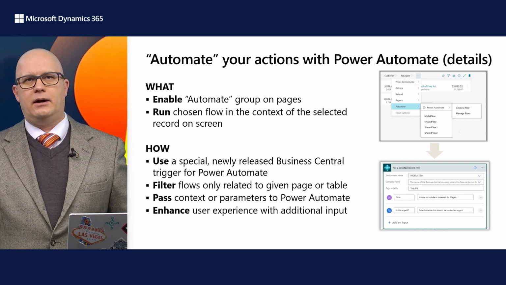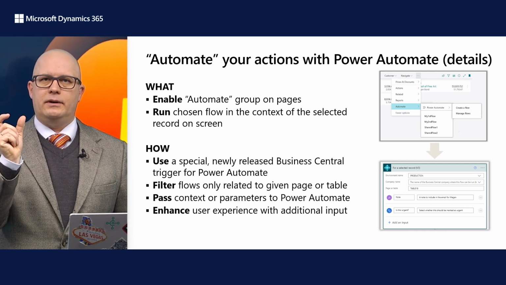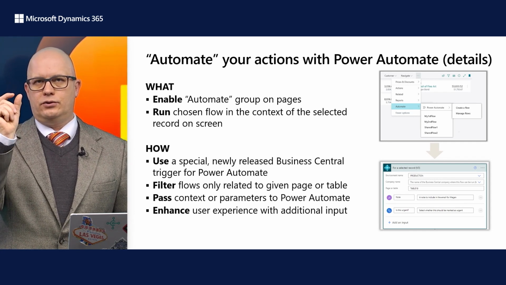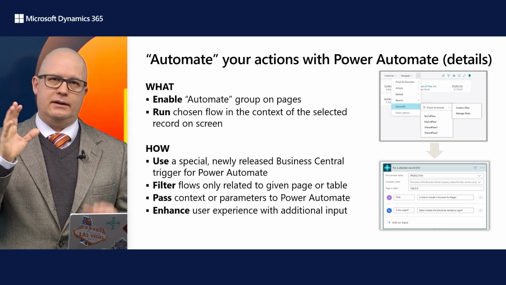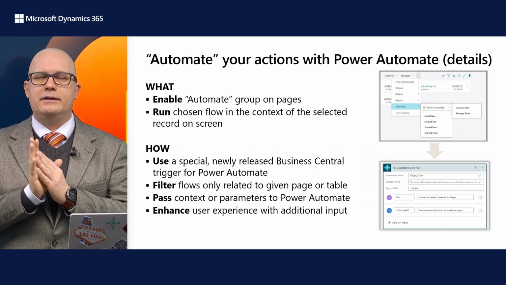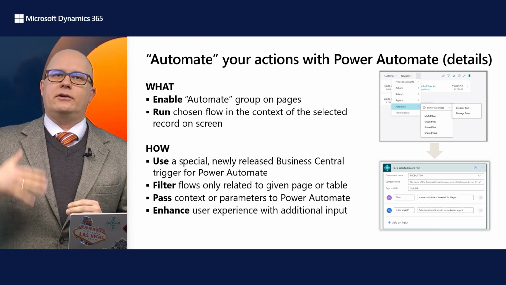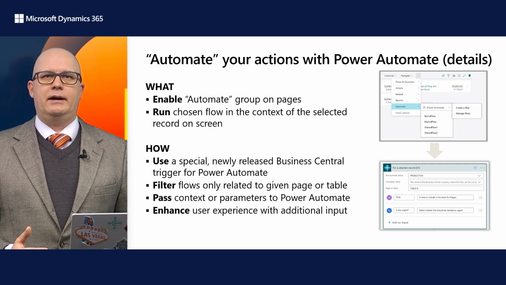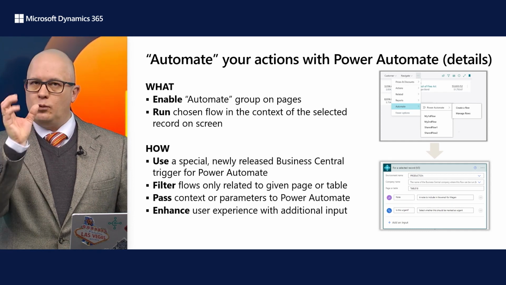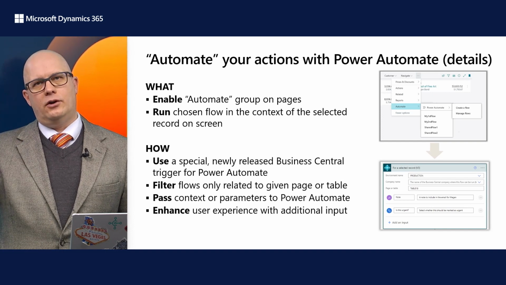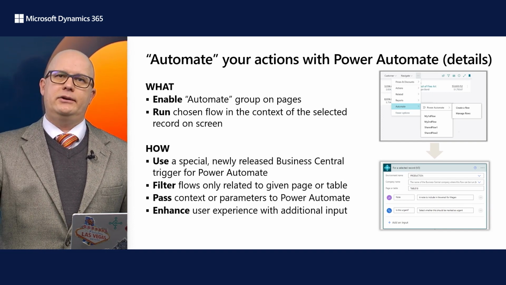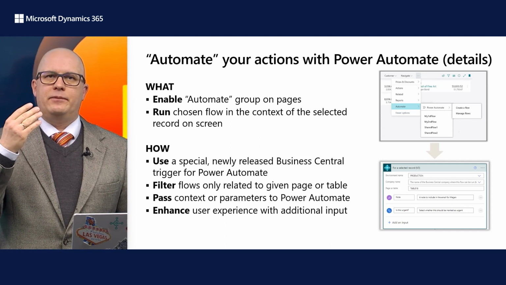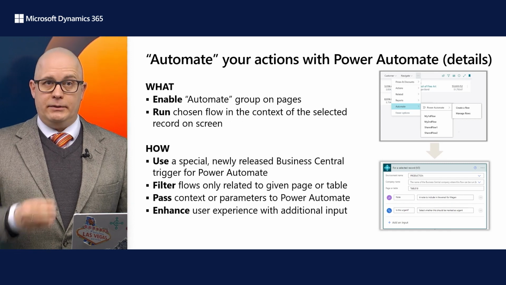In your action bar, you will have an additional system group called Automate. It is added automatically for selected pages, and that is list pages, card pages, document pages, and so on, that operate on certain tables. So they need to have a table behind the page. And when you see that, you can define new flows. You can, of course, run Power Automate and build your own flows, but you can also run a selected flow directly from Business Central.